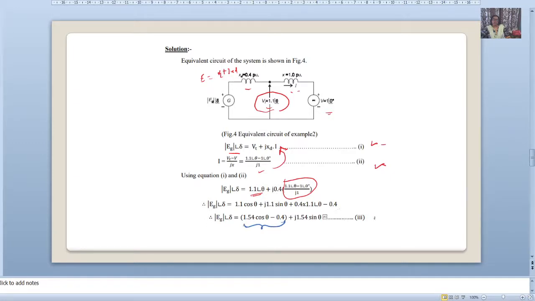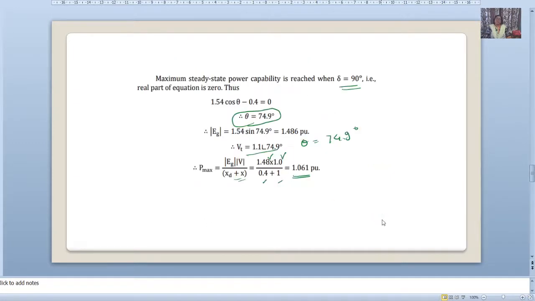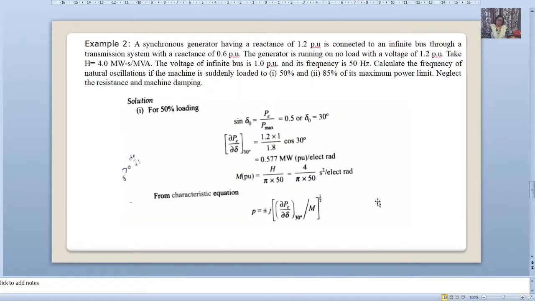Already we have solved one example before this, still I am revising. It was a little bit different, so that's why I am taking it. This example I have not taken, that's why I am taking it now.